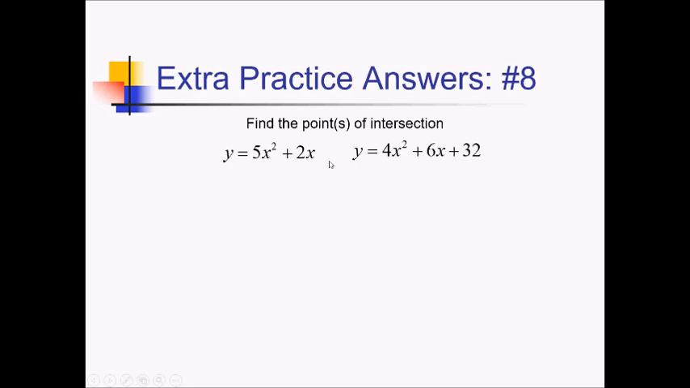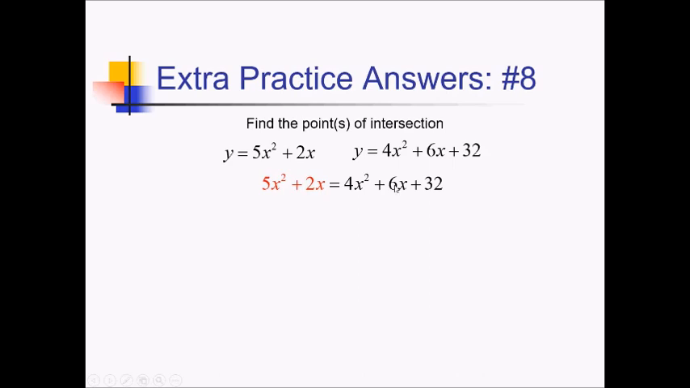To solve this system of equations, let me start by basically setting these expressions equal to each other. Since they both equal y, they both equal each other. So we've got 5x squared plus 2x, basically replacing this y right here. And now that I only have x's, I can solve for x.